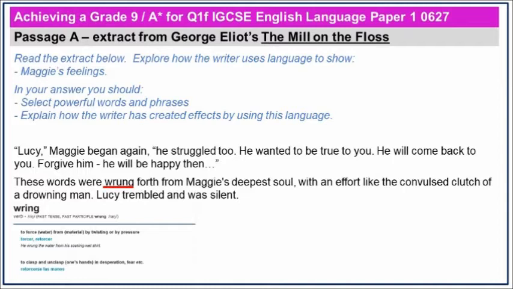Anyway, on screen you can see the definition of ring, which is to force by twisting or by pressure. What does this word imply about the willingness of Maggie to say these things to Lucy? Did these words come easily? Did they perhaps cause her some kind of pain?